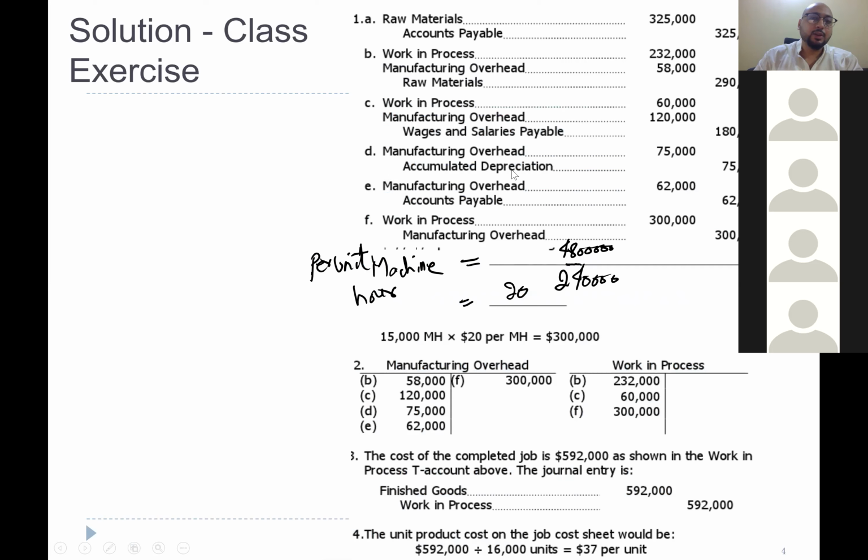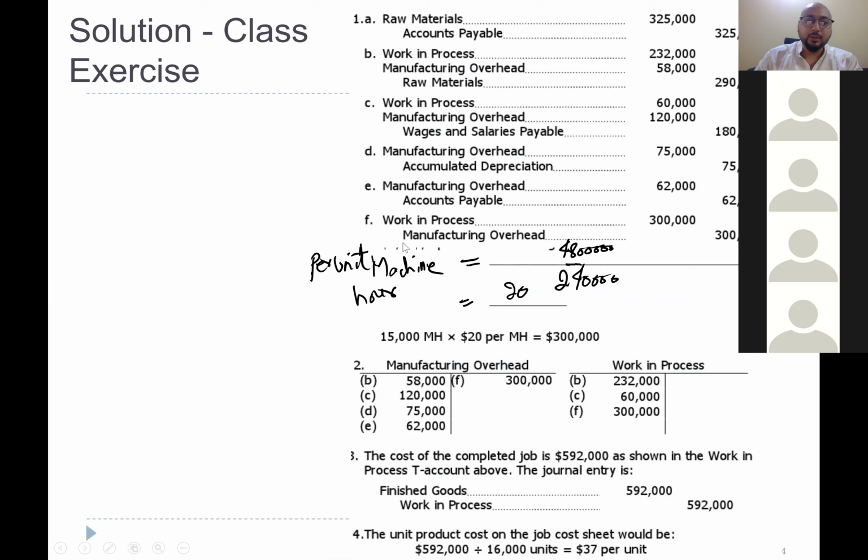Manufacturing overhead to accumulated depreciation. Because depreciation is also a part of manufacturing overhead, right? So we charge it to manufacturing overhead. So manufacturing overhead is going to be increased, or debited, by 75,000. And manufacturing overhead, other manufacturing expenses, credited to accounts payable, the total is 62,000, right?